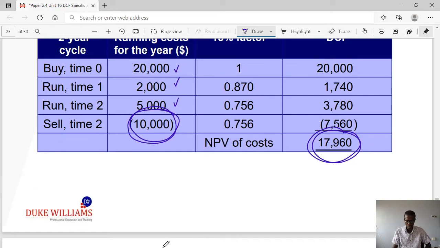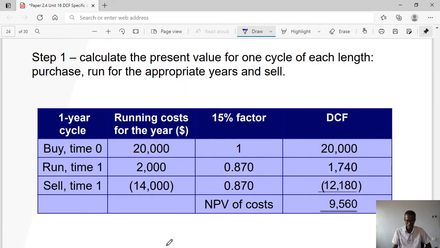And finally, what if the asset will be replaced after 1 year? Asset to be replaced after 1 year.